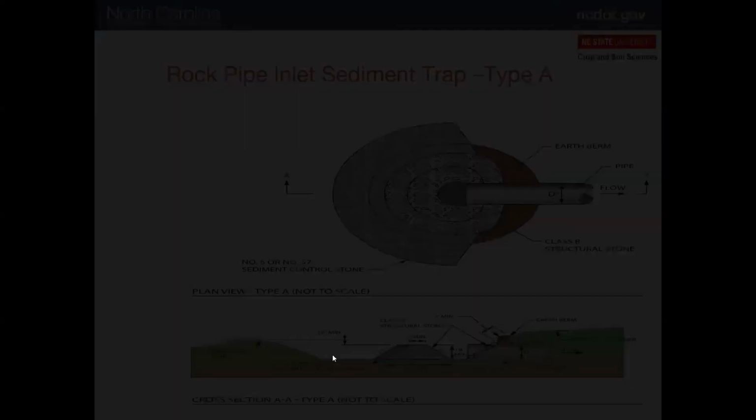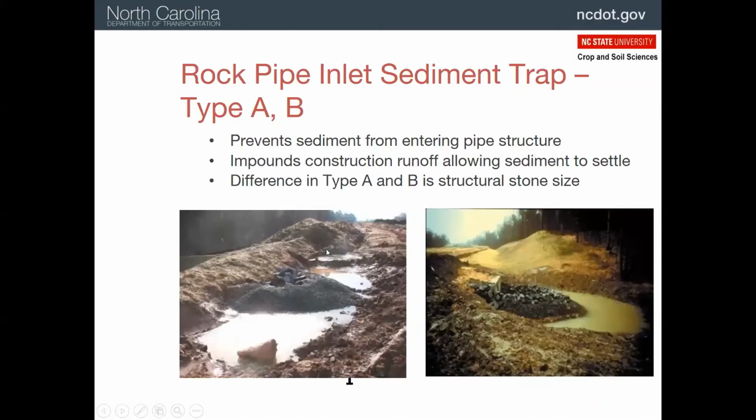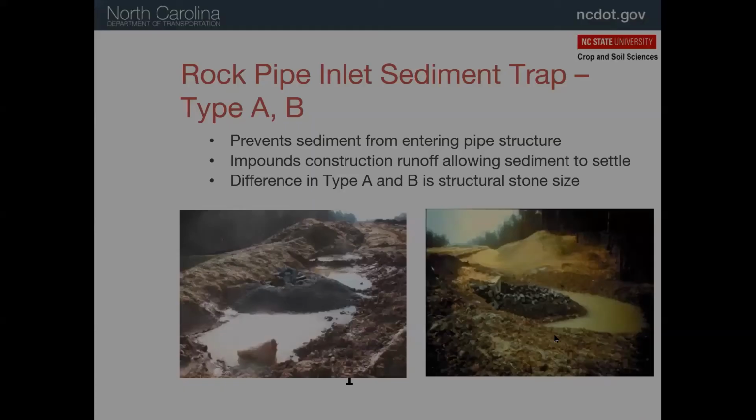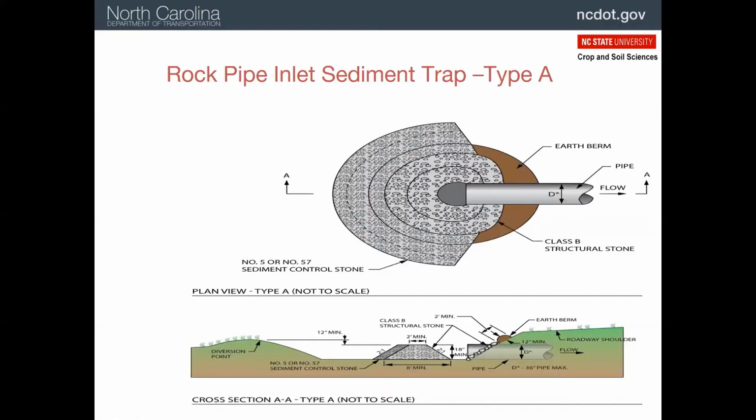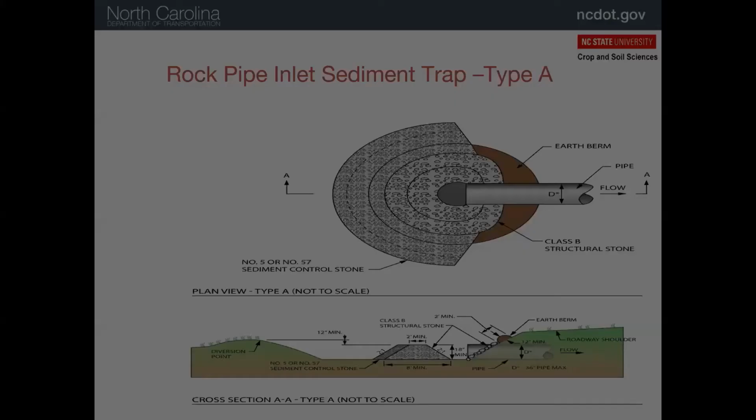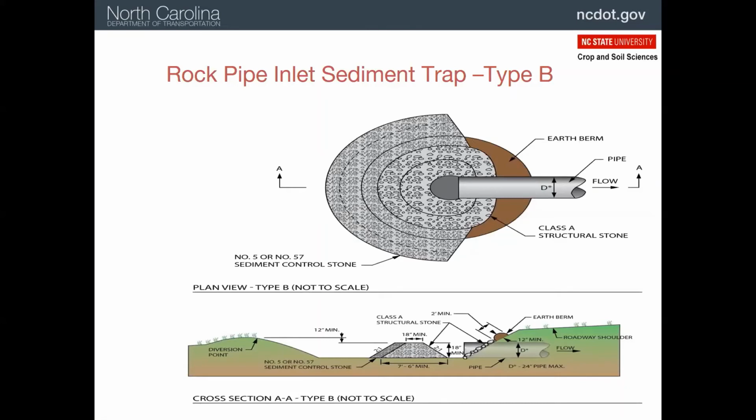I can back up to this picture. This is where the sediment's going to settle. So you want to have an area around it that will allow the sediment to settle as the flow is slowed with that 57 stone. All right, and then our Type B, not much difference except for the size of the structural stone that holds the 57 stone. So this would be a smaller drainage area that someone calculated before they put it on the plan.